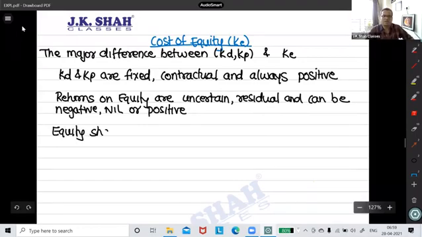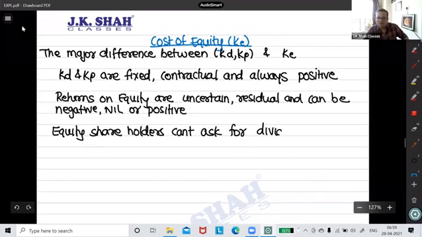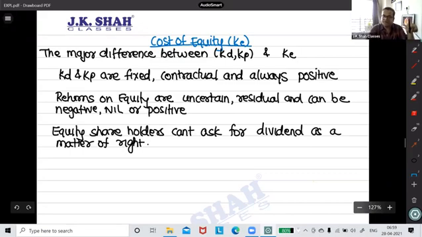Equity shareholders cannot ask for dividend as a matter of right. Guys, you agree with the statement that I have written? They cannot ask for a dividend as a matter of right. See, a debenture holder can always say, my returns are fixed, you have to pay. Can an equity shareholder take that stand? No, he cannot.